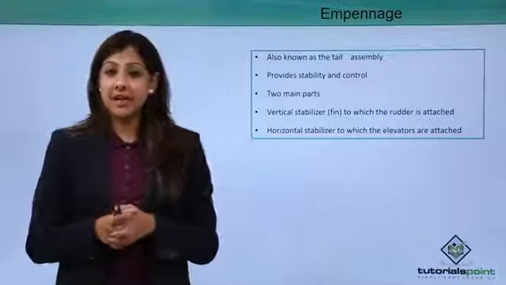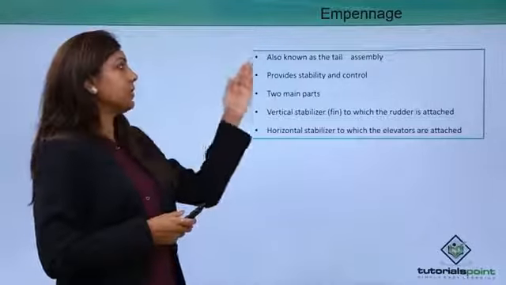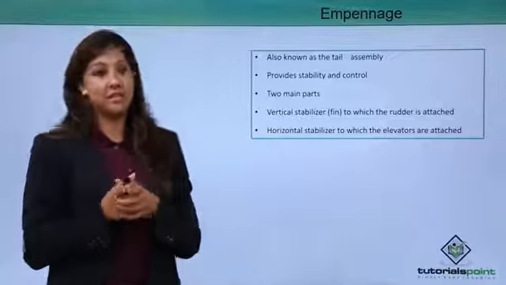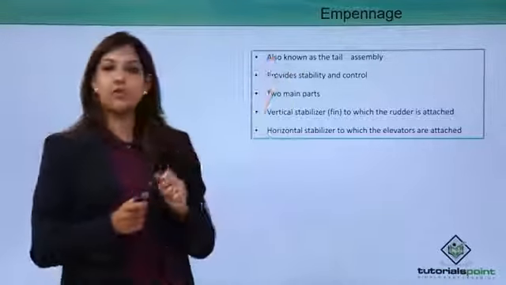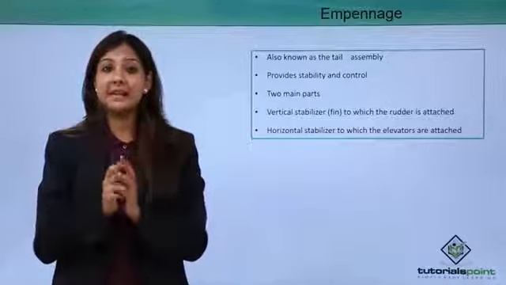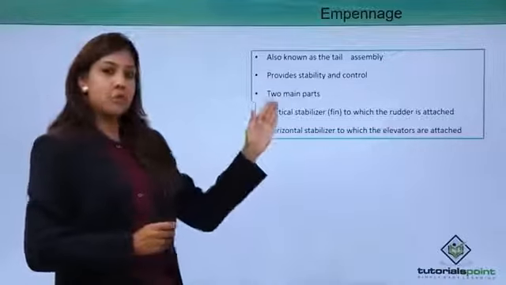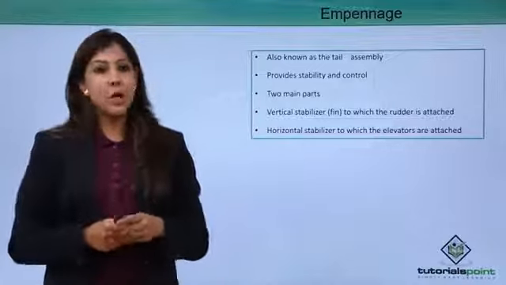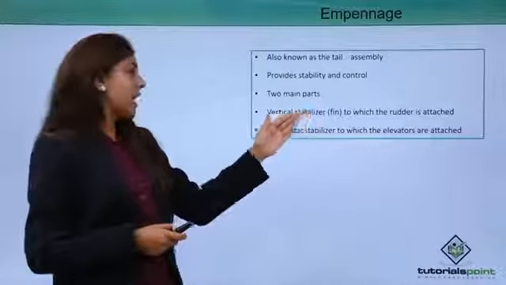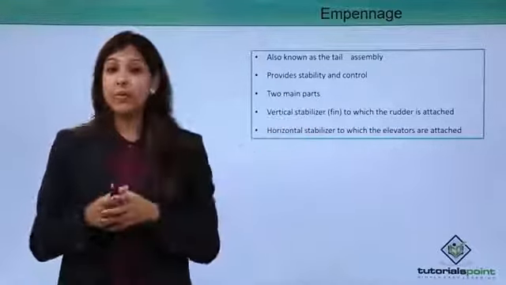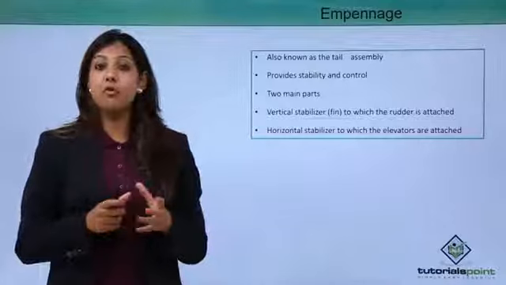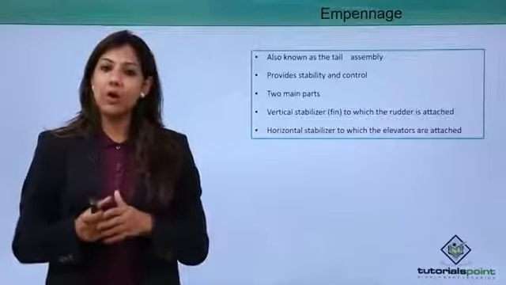Talking about the tail section of the aircraft, which is the empennage, let's talk about them. They are also known as the tail assembly. The entire back part of the aircraft where the tail is, is known as the empennage. It provides stability and control, so the entire aircraft's weight and the entire body of the aircraft is held in place with the help of the empennage. It has two main parts, the vertical stabilizer as well as the horizontal stabilizer. The vertical stabilizer, to which the rudder is attached, and the horizontal stabilizer, to which the elevators are attached. Now these elevators and rudders have a very important role to play in the movement of the aircraft, from left to right and yawing from side to side.